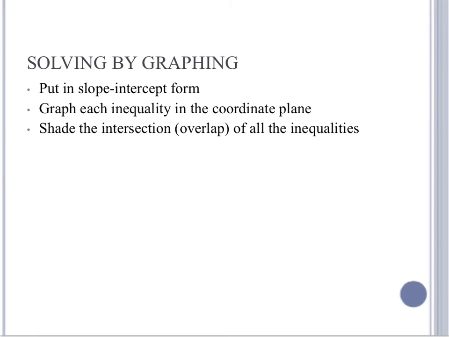To solve by graphing, there are 3 basic steps. First, put each equation in slope-intercept form. Second, graph each inequality in the coordinate plane, and you can use the slope-intercept form to do that. Third, shade the intersection and the overlap of all inequalities, and we've done that using the point 0, 0 as a test point. Now, if point 0, 0 is on the line, you must pick a different test point.